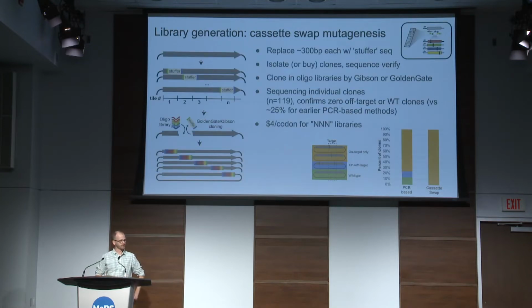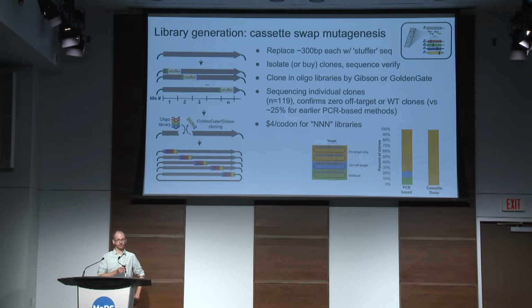One technical detail that was fun to figure out, due to the nature of the functional selections that I'll tell you about, and the lengths of these genes, which are on the long side for deep mutational scanning, is that we need a method that is both scalable to generate the mutational libraries and has a very low off-target mutation rate.